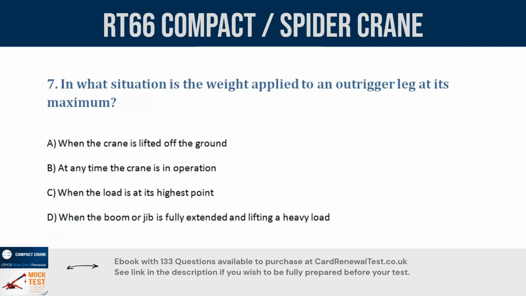7. In what situation is the weight applied to an outrigger leg at its maximum? A. When the crane is lifted off the ground. B. At any time the crane is in operation. C. When the load is at its highest point. D. When the boom or jib is fully extended and lifting a heavy load. Correct answer, D. When the boom or jib is fully extended and lifting a heavy load.